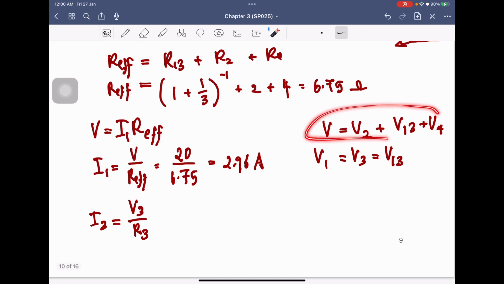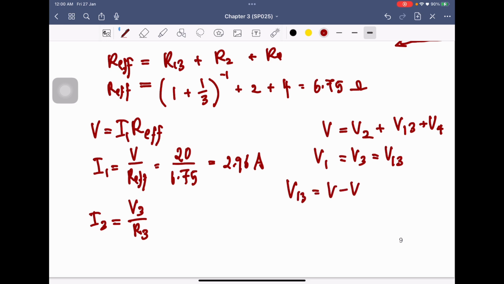We will find one of them here. What do we not have? We need to find V2. Wait. We want to find this, so we need to find the voltage value across resistor 2 and resistor number 4. So that is basically V13 equal to V minus V2 minus V4. So this is 20, this is IR. Okay, this is I1 R2, this is I1 R4.